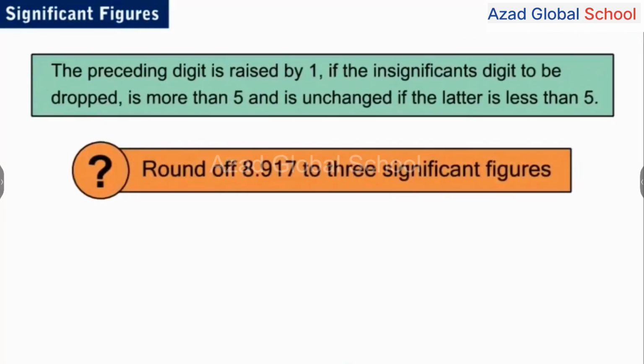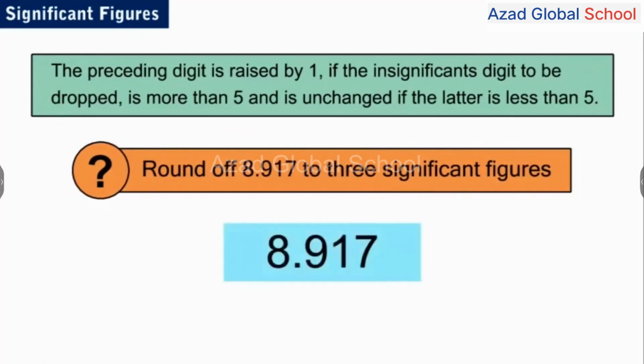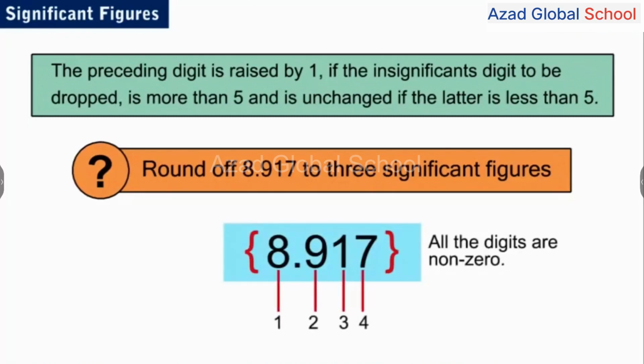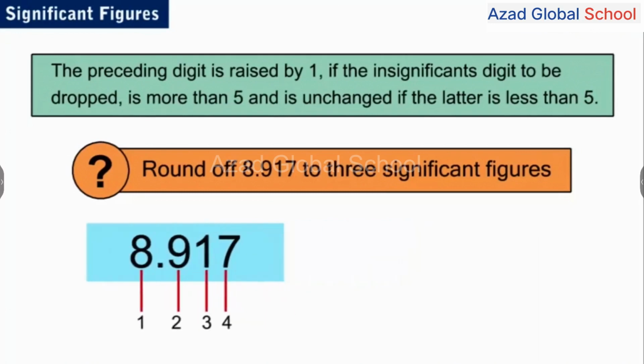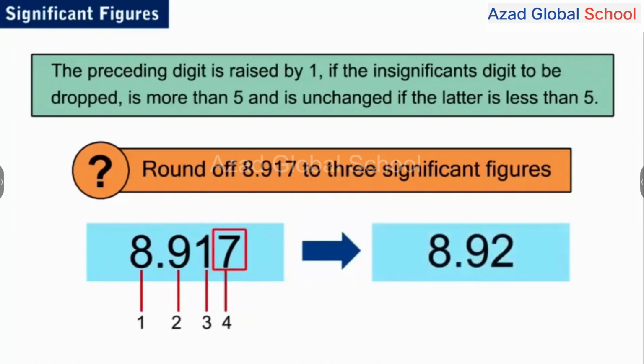Here is an example. We will round off 8.917 to 3 significant figures. This number has non-zero digits, and there are 4 significant figures. In the decimal place, we will round off 7, resulting in the number 8.92.